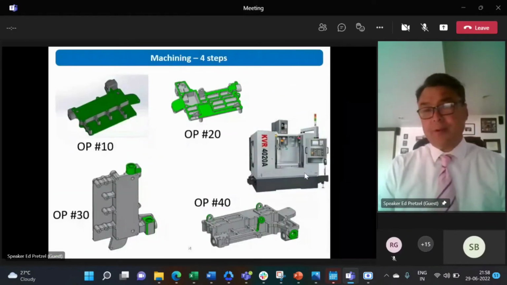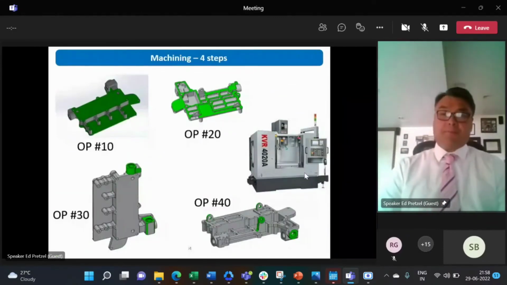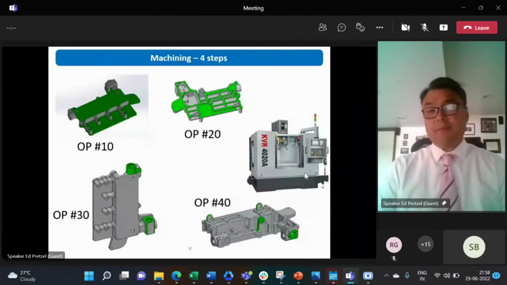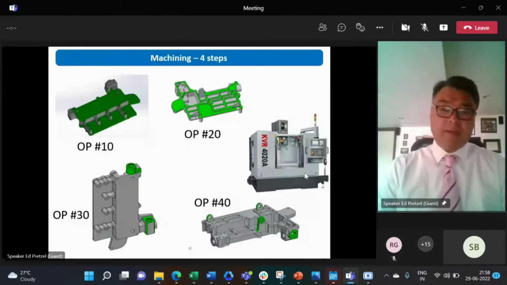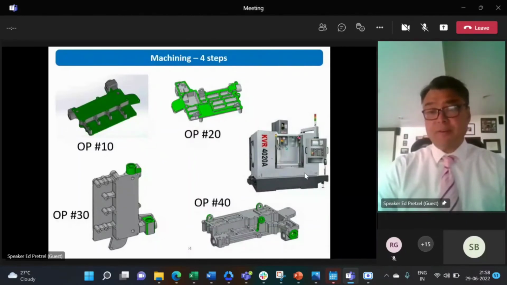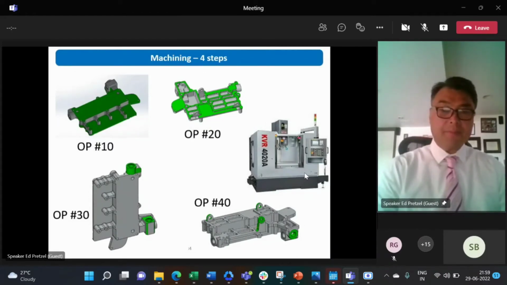Okay, we're going to hit the third of the focus manufacturing steps, and that's going to be machining. The machining process actually requires 4 different machining operations, and that's to be able to get access to the different surfaces on this particular part. So we have an op 10, 20, 30, and 40.